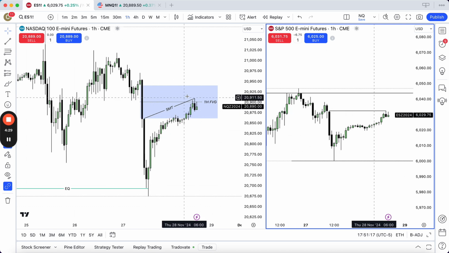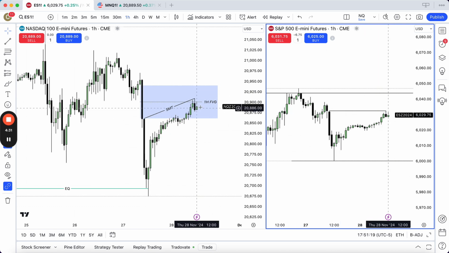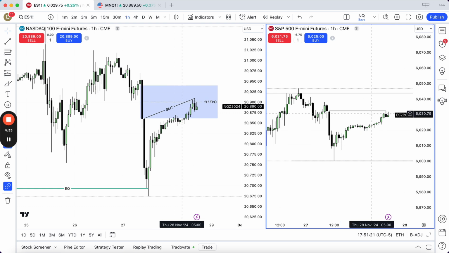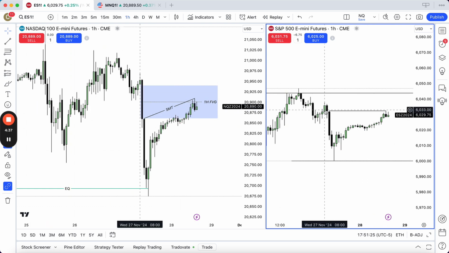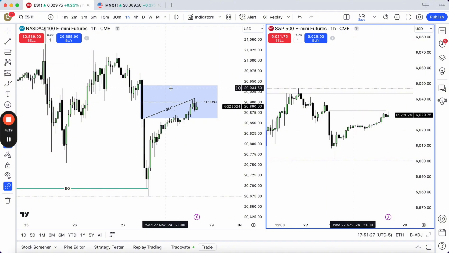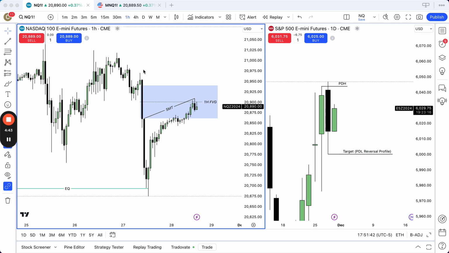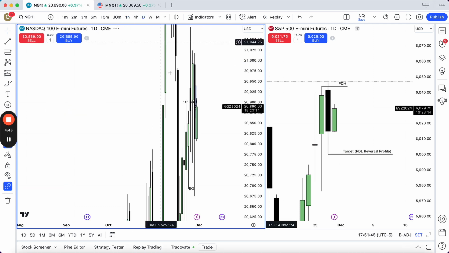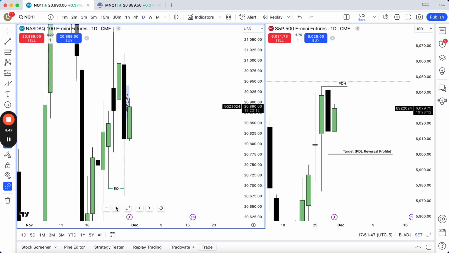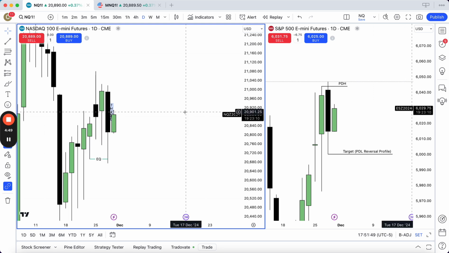Over here on ES, we see we pull farther into this hourly fair value gap here. And on NQ, we pull higher into this fair value gap here. On ES, we don't even have a fair value gap here. So this would be some bearish SMT right there. It's just an example of SMT. And on NQ, if we move into the daily time frame, you'll be able to see something very interesting.